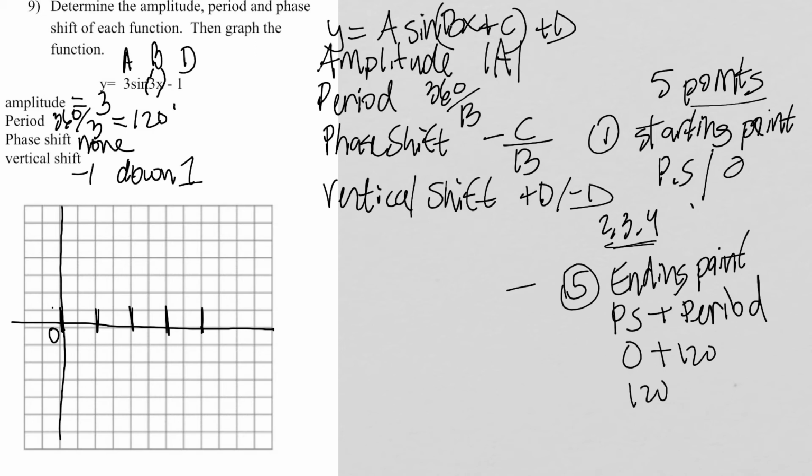So my ending point, my 5th point, which is the 5th tick mark, is going to be 120. How do I get in between that? Well, that's pretty obvious. Half of 120 is 60. In between 60 and 0 degrees is 30. And then between 60 and 120 is 90. The amplitude goes up to 3, 1, 2, 3, down to -3. But there is a vertical shift, so I need to consider that.